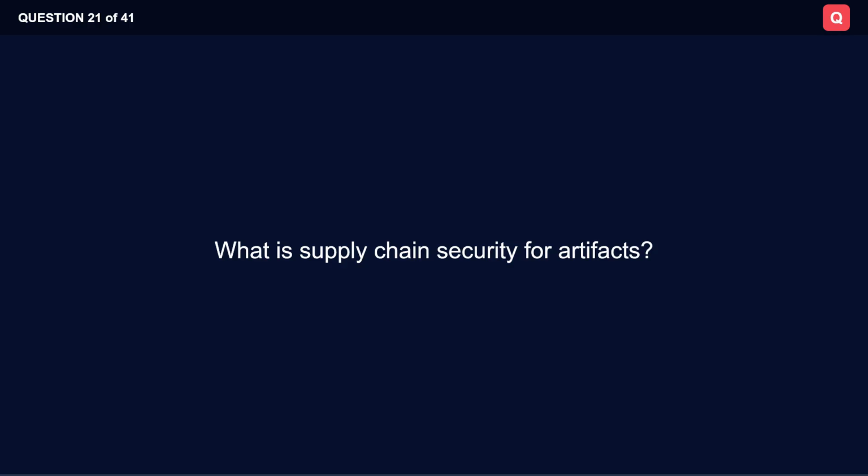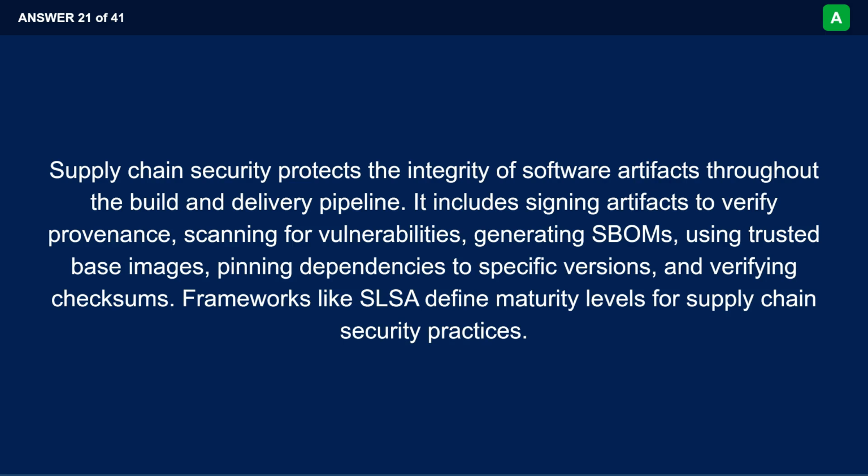What is supply chain security for artifacts? Supply chain security protects the integrity of software artifacts throughout the build and delivery pipeline. It includes signing artifacts to verify provenance, scanning for vulnerabilities, generating SBOMs, using trusted base images, pinning dependencies to specific versions, and verifying checksums. Frameworks like SLSA define maturity levels for supply chain security practices.